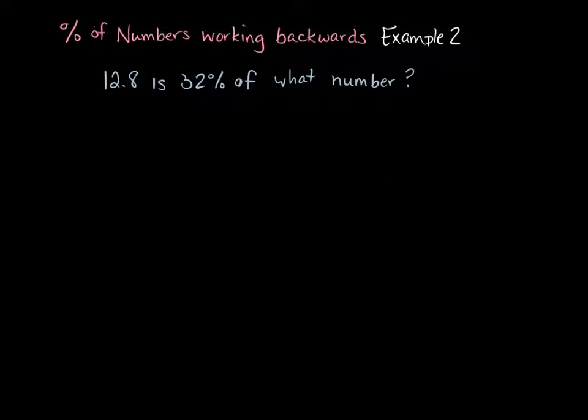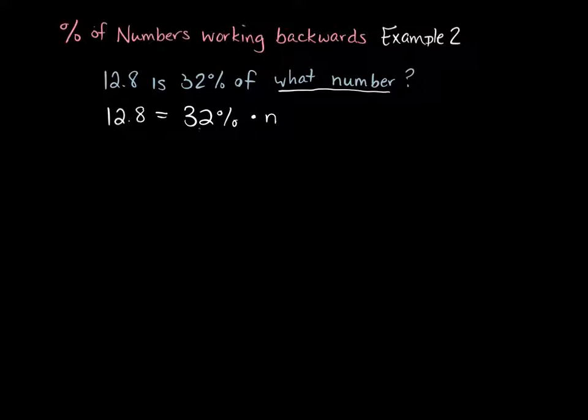For this one, we're going to work backwards, but in a different way. We have 12.8 is 32% of what number? The first step is to just bring down everything and make it math, use math language. So is will be equal, then we have 32%. Of is times, and then what number is going to be our variable? I'm just going to make that n.